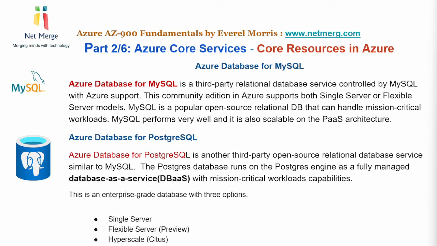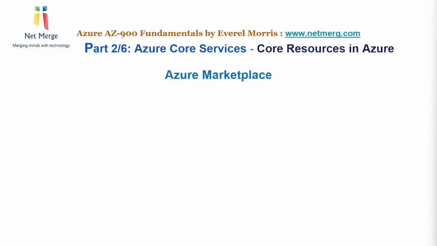Now, the enterprise grade database for PostgreSQL also has three options. You have the single server option, you have the flexible server in preview option, and you have Hyperscale for your really large workloads, referred to as Citus. So you have that option as well with PostgreSQL. All in all, two really powerful database solutions. So together you have four databases that you could choose from or work with comfortably in Azure.